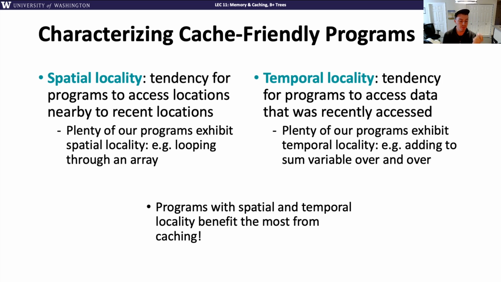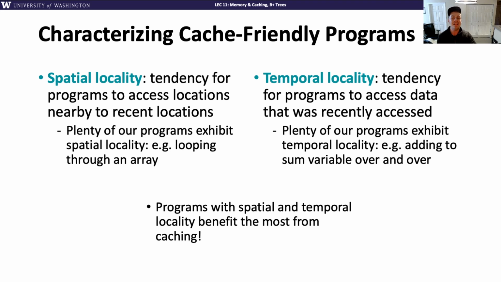It's a tendency of programs to behave in a rational or reasonable way. So there's two types of locality that this cache system is designed for. The first is called spatial locality, and the second is called temporal locality. Spatial locality is the tendency for programs to access locations nearby recent locations.